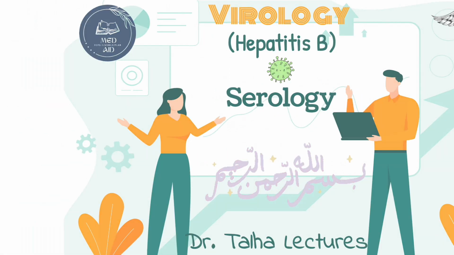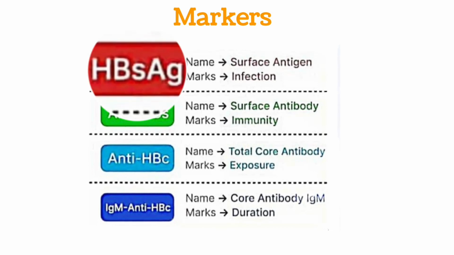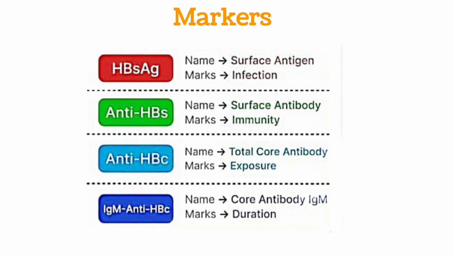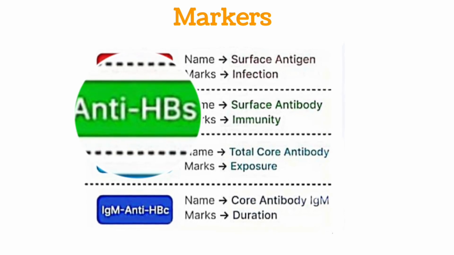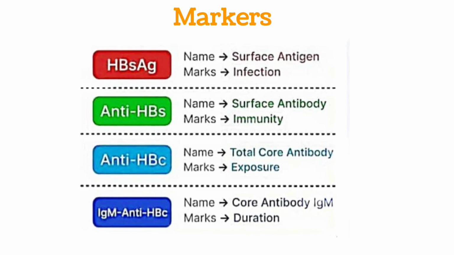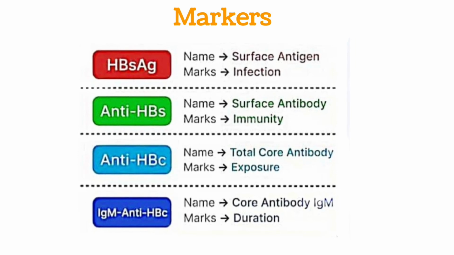Firstly, we will discuss the markers of hepatitis B infection. HBsAg stands for hepatitis B surface antigen, and it is a marker of infection. Anti-HBs stands for hepatitis B surface antibody, and it is a marker of immunity. Anti-HBc stands for hepatitis B core antibody, and it is a marker of exposure.